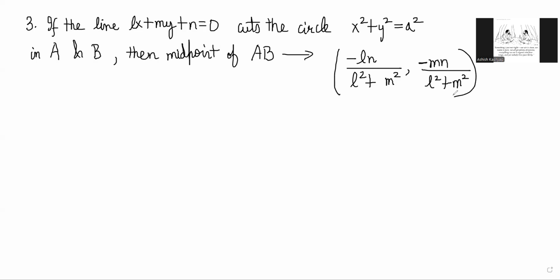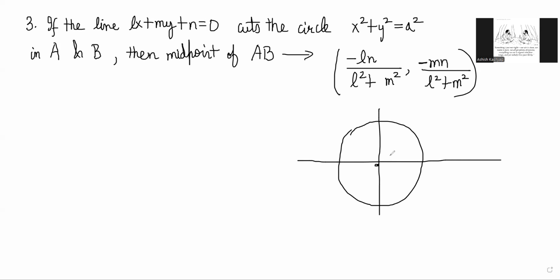Now, I don't want you to try to remember this. What you should do is know the method by which we get it. So here, imagine this is a circle. The circle has center (0, 0) and radius a. And let's say this is my line and this is my point A and point B, right? The midpoint is somewhere here. We want to find this midpoint.